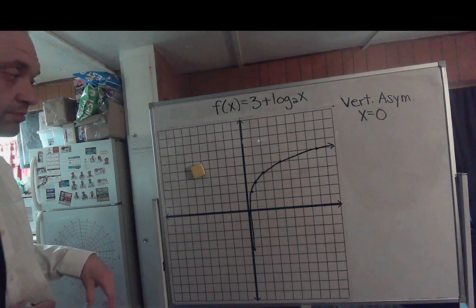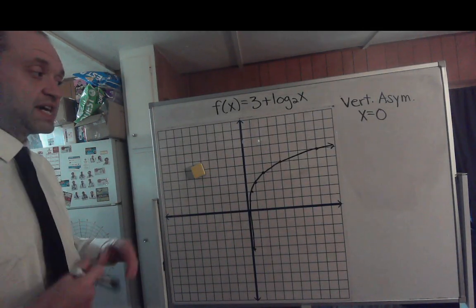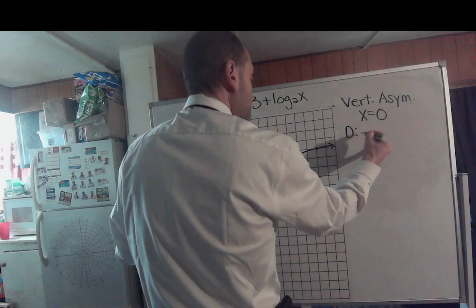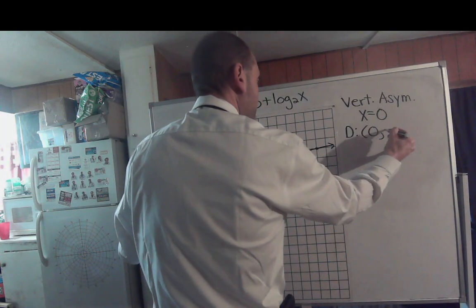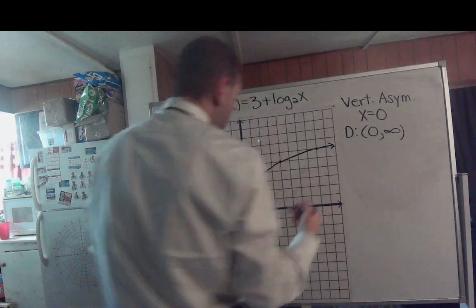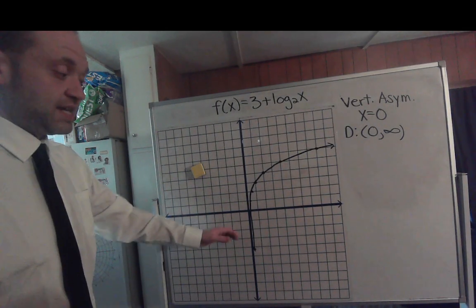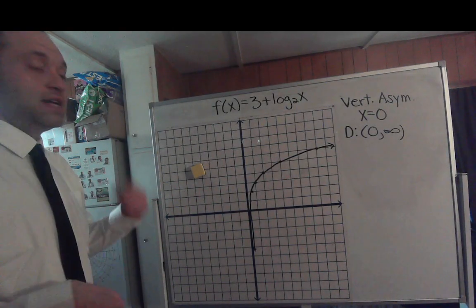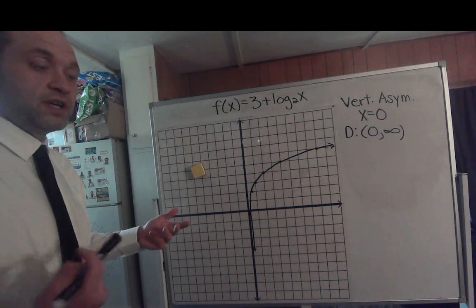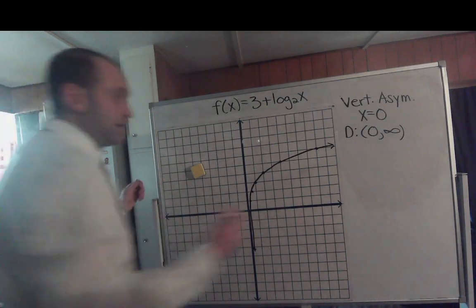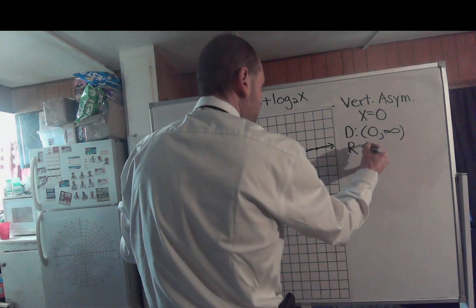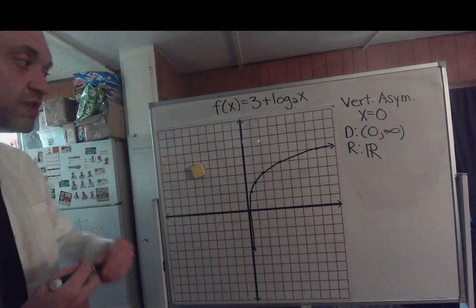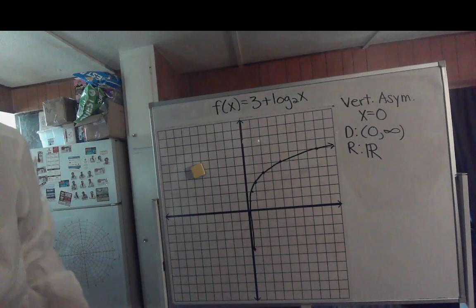So that vertical shift this time did not affect your domain. Your domain is still going to be from 0 non-inclusive to infinity. And really your range stays the same because you still go from -infinity to infinity. -infinity plus 3 or infinity plus 3 is really infinity. So your range is still the whole set of real numbers. You just simply shifted everything upward 3 units.